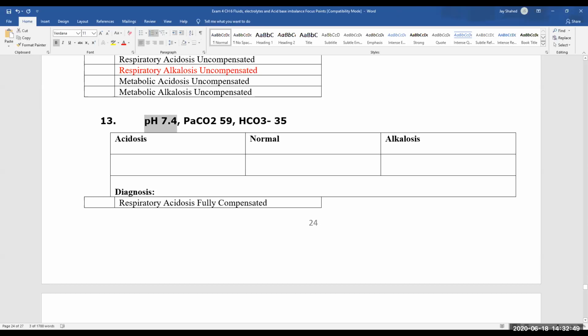What about this? Normal. That's normal. Acidic.